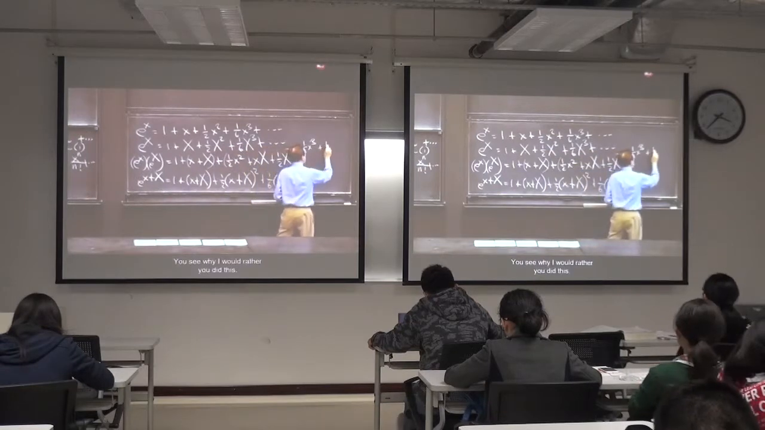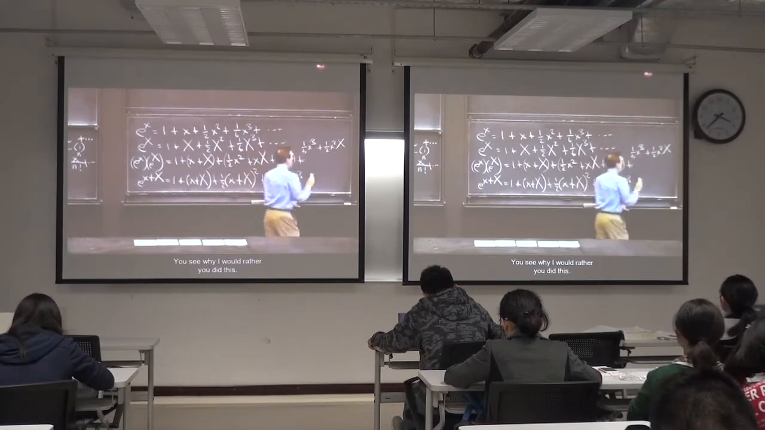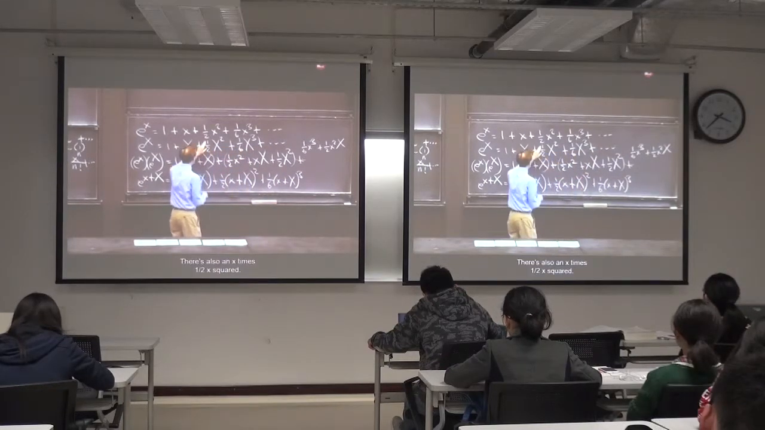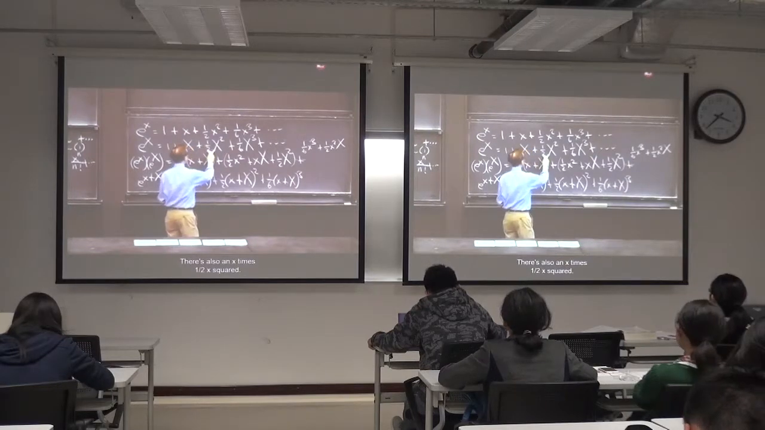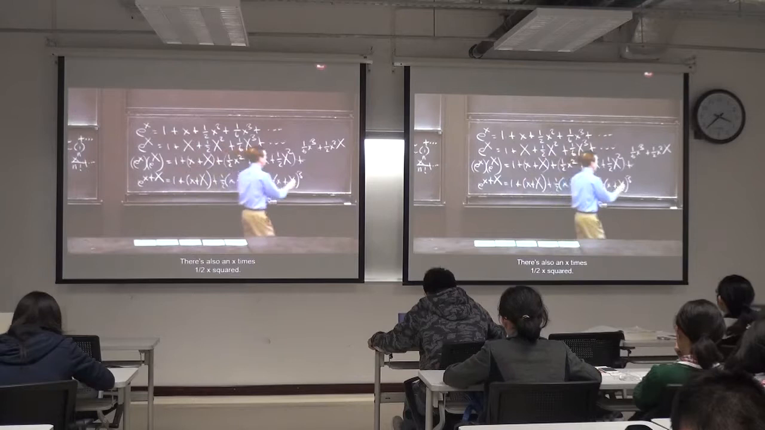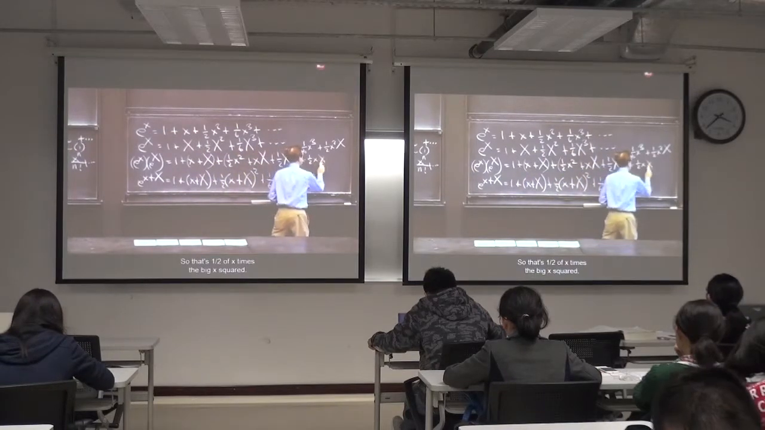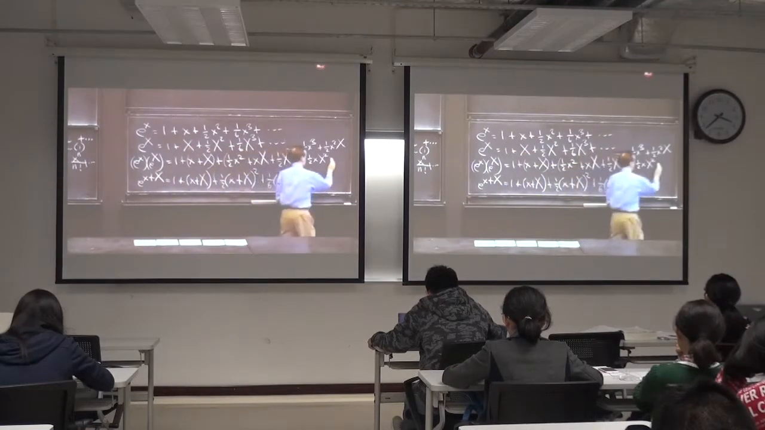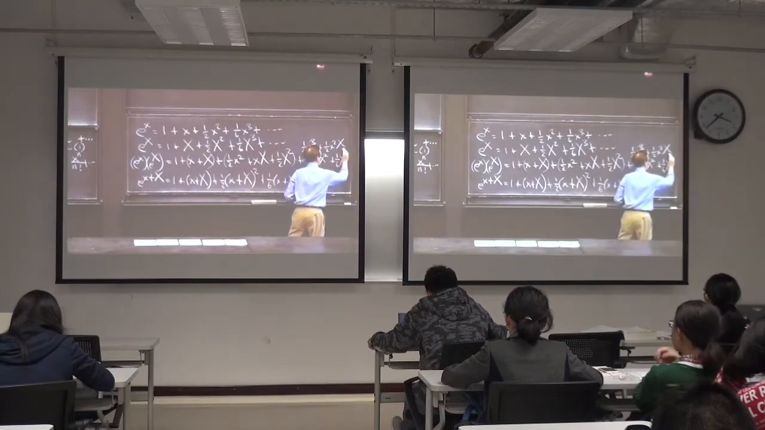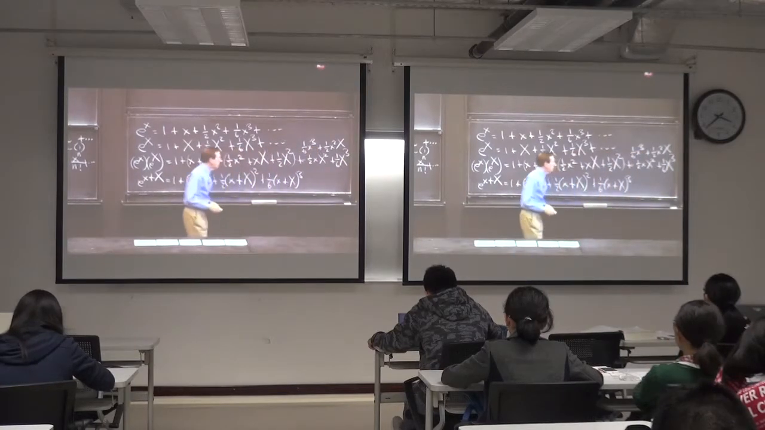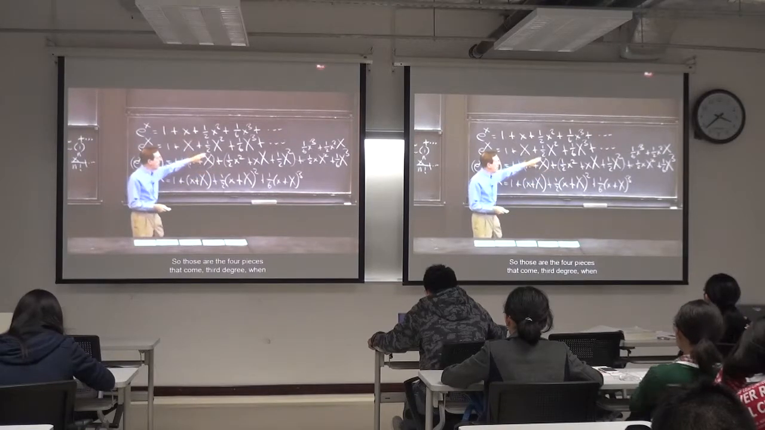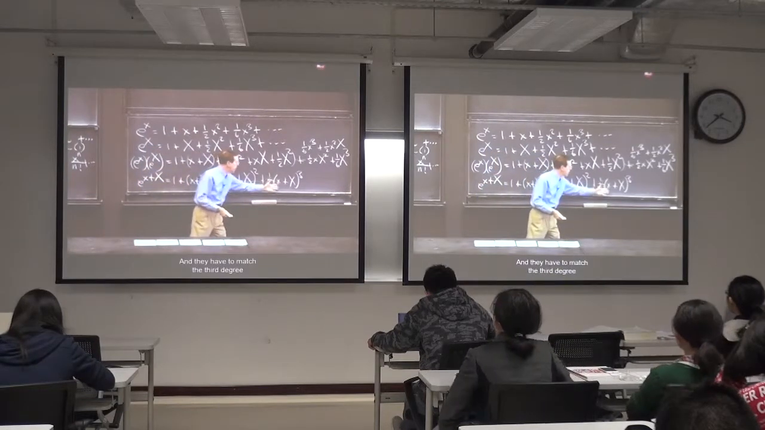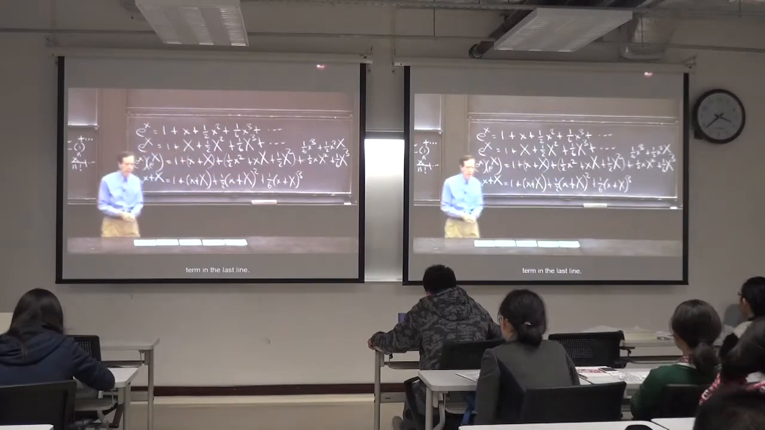Oh, you see why I would rather you did this. But I'll finish this little line. There's also a 1/2, an x times 1/2 X squared, so that's a half of x times the big X squared. And then there is the 1 times the 1/6 X cubed. So those are the 4 pieces that come in third degree when I do the big multiplication, and they have to match the third degree term in the last line.